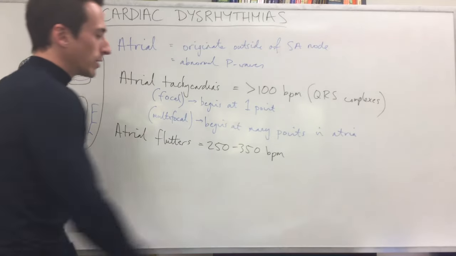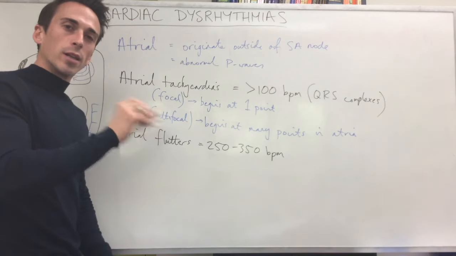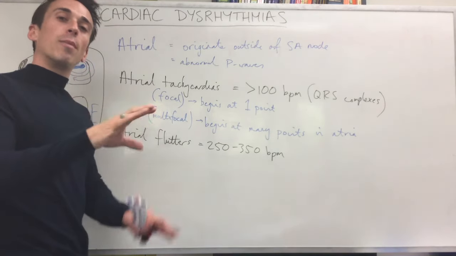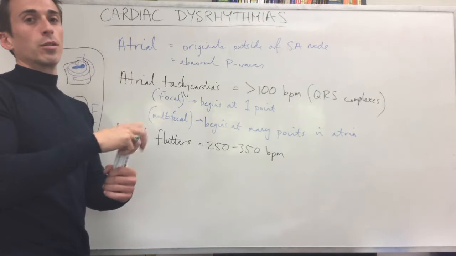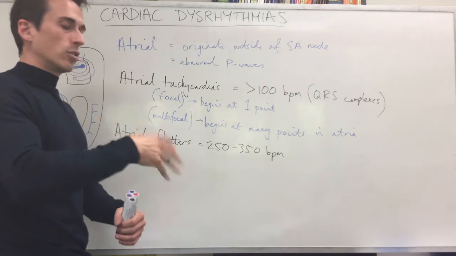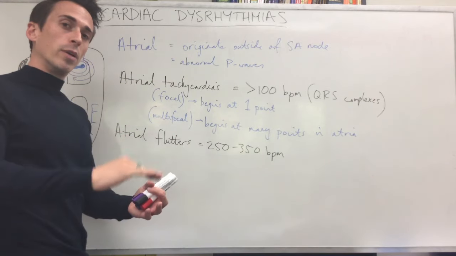Why? Well, because if the heart's beating so quickly, then it doesn't give it enough time in diastole, relaxation, to fill up with enough blood to be able to push out to the rest of the body. So if it's contracting too quickly, well, cardiac output could be reduced.